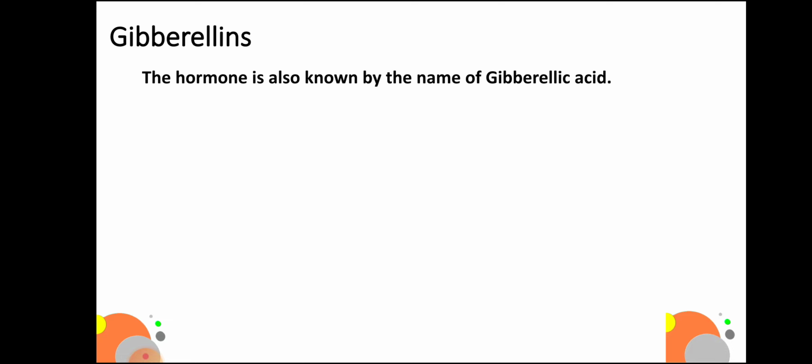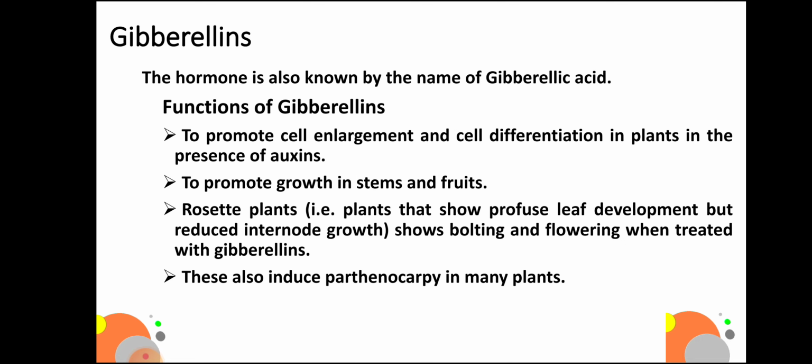Second hormone is gibberellins, which is also known by the name of gibberellic acid. Functions of gibberellins are to promote cell enlargement or cell differentiation in plants in the presence of auxins, to promote growth in stems and fruits. Rosette plants, that is plants that show profuse leaf development but reduced internodal growth, show bolting and flowering when treated with gibberellins. These also induce parthenocarpy in many plants.